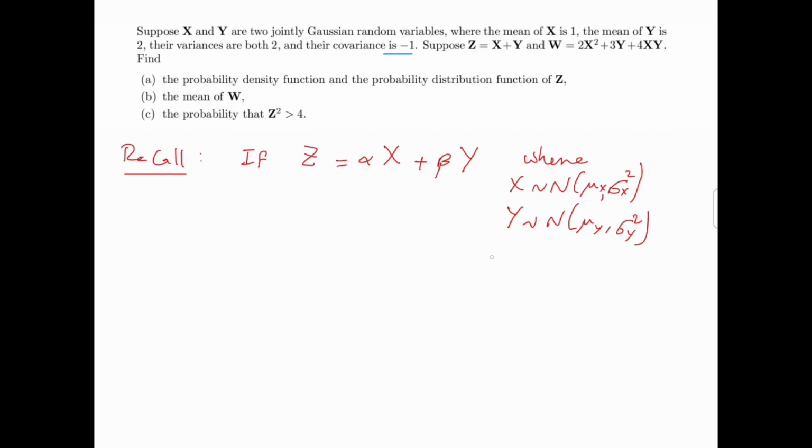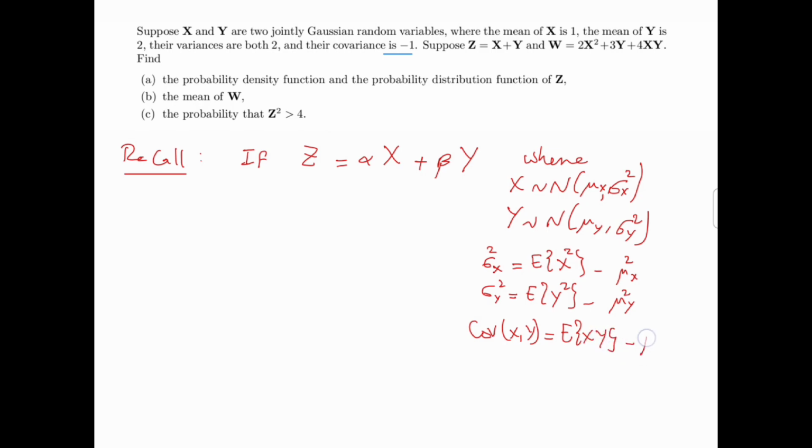Then we know that the variance sigma x square is equal to the expectation of x square minus the mean of x square. Sigma y square is given by the expectation of y square minus mu y square, and the covariance of xy is equal to the expectation of xy, which is the correlation of x and y, minus mu x and mu y.